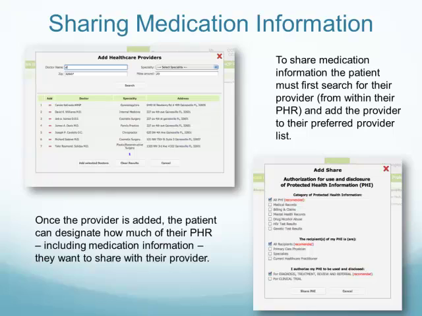To share medication information with a provider, the patient searches for their provider on their preferred provider list that they have entered into their PHR. Once a preferred provider is added, the patient has the option to share any portion of their PHR with that provider, including medication history. The patient has complete control over the privacy of their personal health information. They may also choose to grant continuous access or even one-time only access to a provider or caregiver.